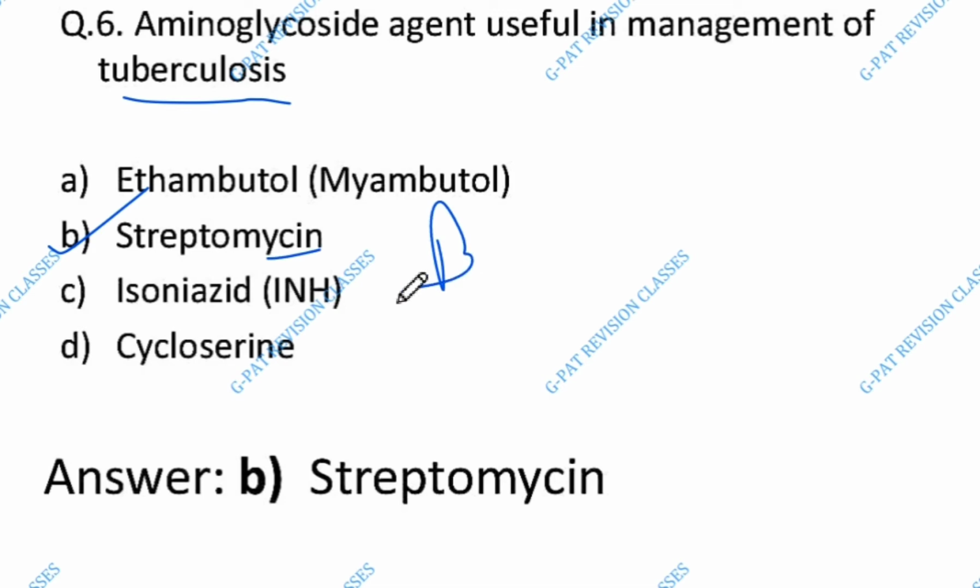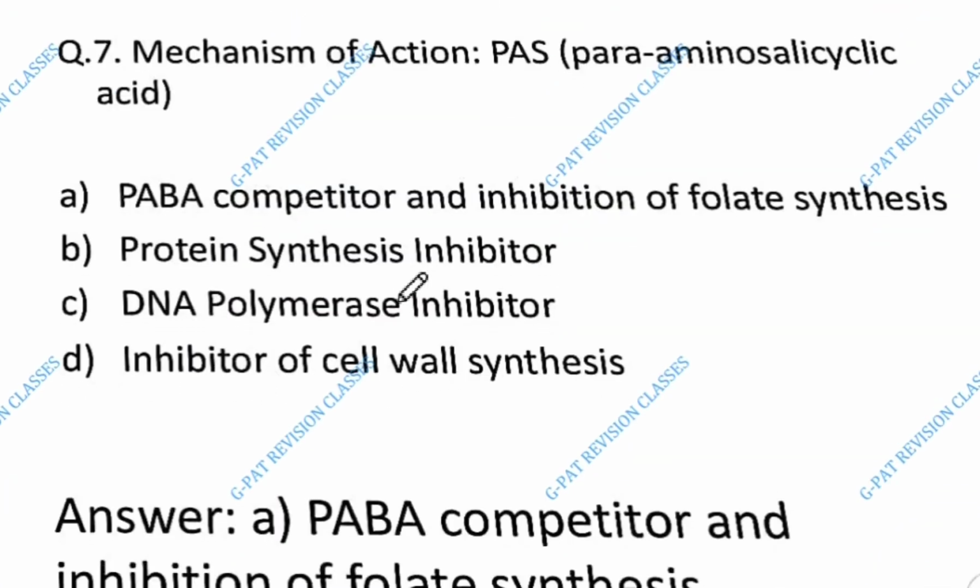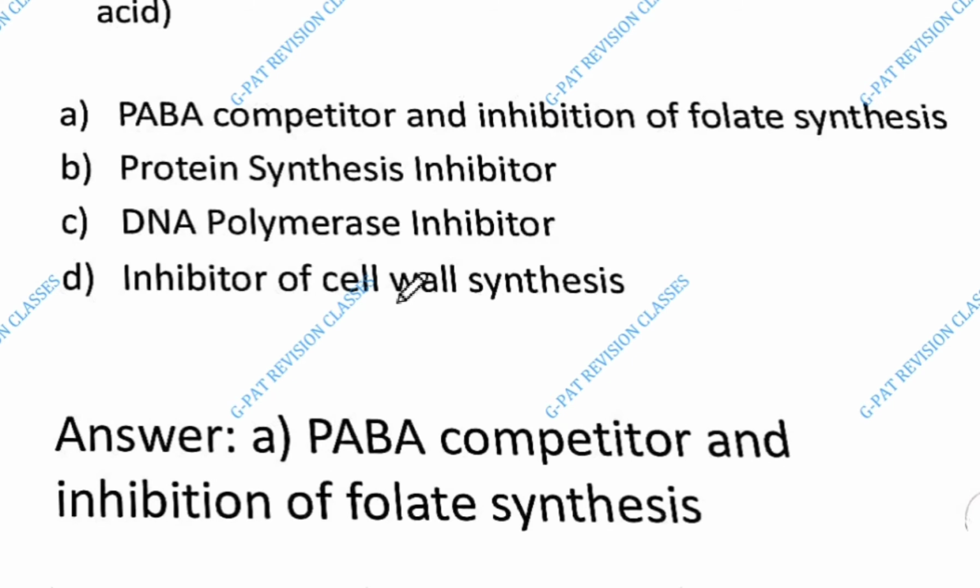Next is question number 7. Mechanism of action of PAS, that means para-aminosalicylic acid. The answer is A, competitive inhibition of the folate synthesis.